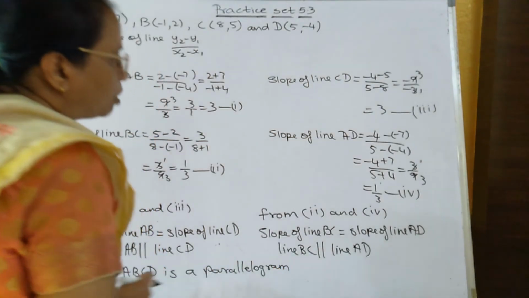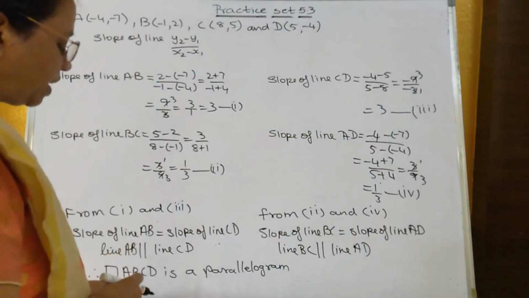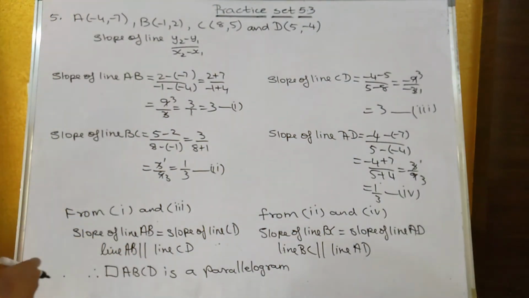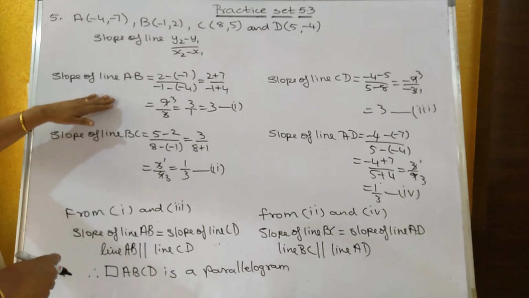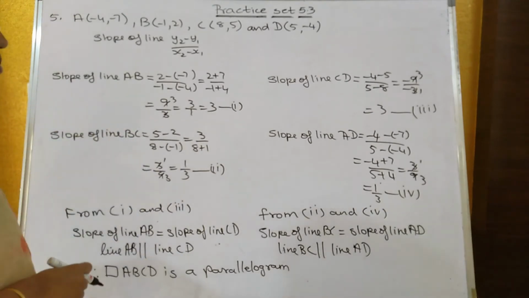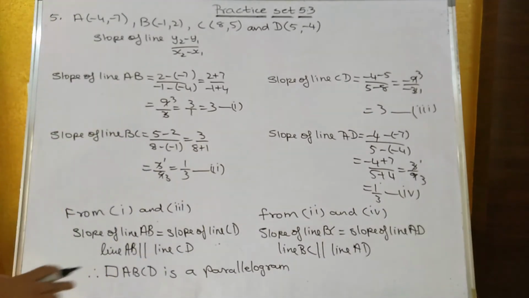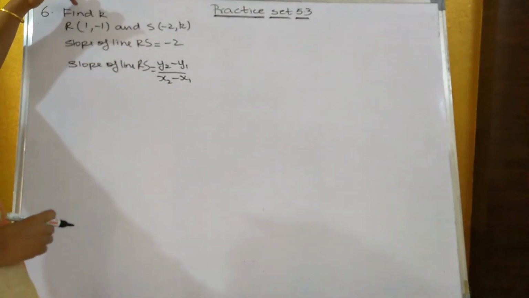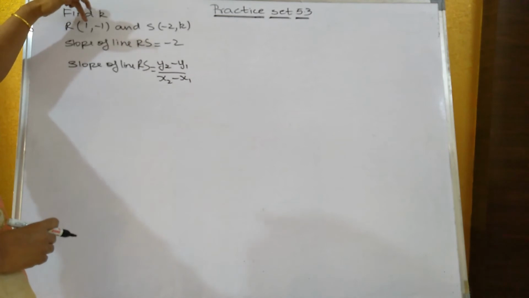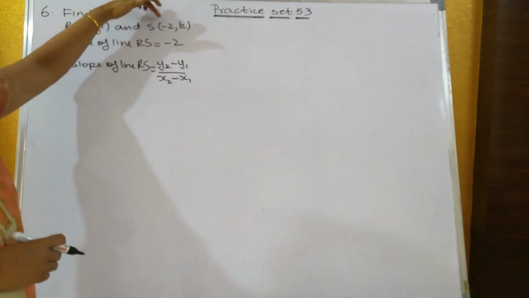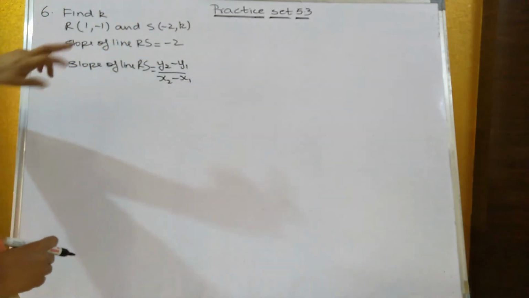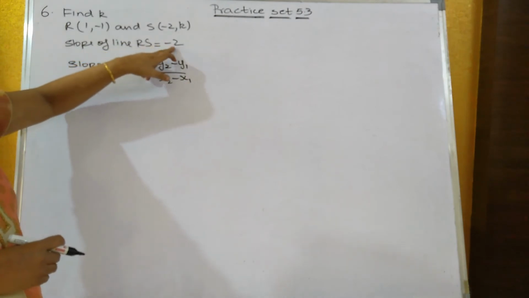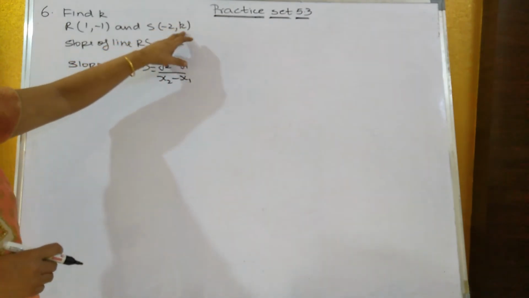So by this method, by finding out the slope also, we can find out whether quadrilateral ABCD is a parallelogram, or by distance formula also we can find out whether ABCD is a parallelogram. Now we have to find out the value of K. R is (1, -1) and S is (-2, K), and the slope of line RS is already given, that is equal to -2, and we have to find out the value of K.